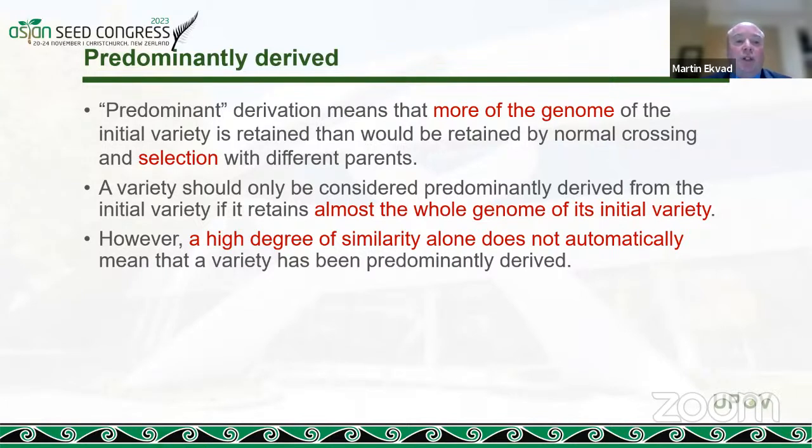So going into what is predominant in these guidelines. So predominant derivation means that more of the genome of the initial variety is retained than would be retained by normal crossing and selection with different parents. So they start by explaining this in the explanatory notes, the new ones. And the variety should only be considered predominantly derived from the initial variety if it retains almost the whole genome of its initial variety, so very closely. However, a degree of similarity alone does not automatically mean that the variety has been predominantly derived.